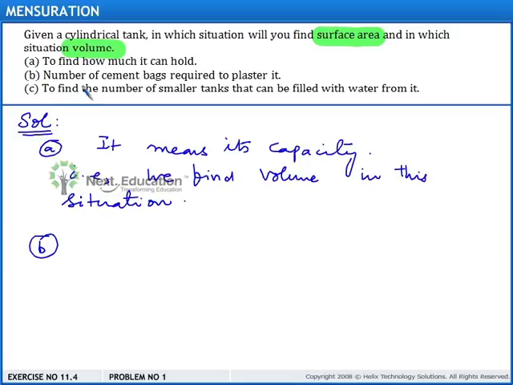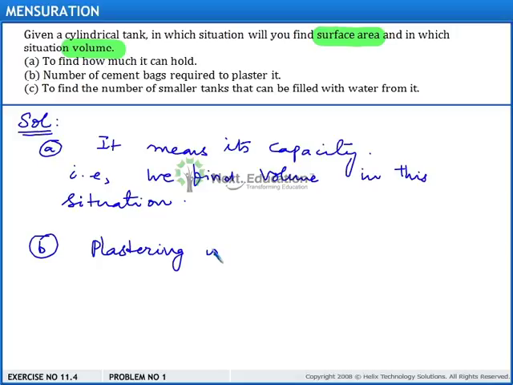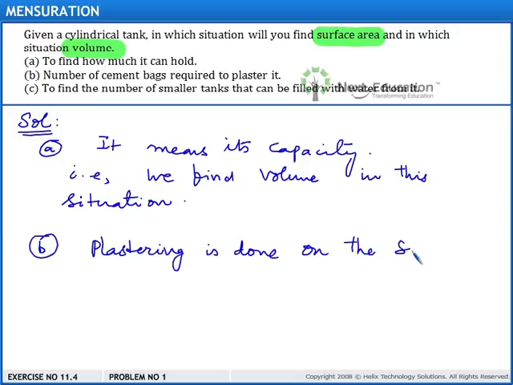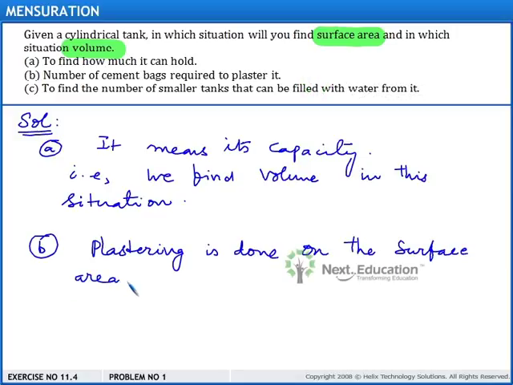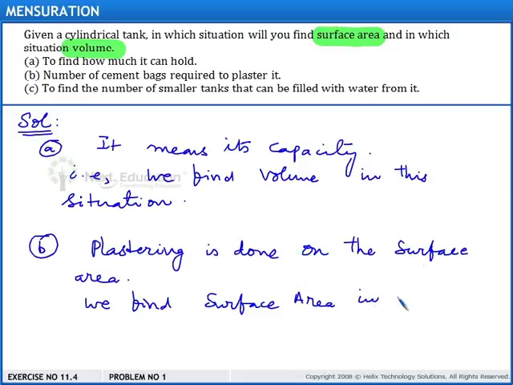The second part is the number of cement bags required to plaster it. Plastering is done on the surface area. So we find surface area in this situation.